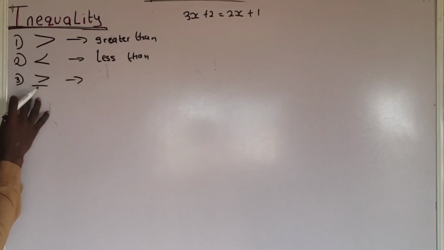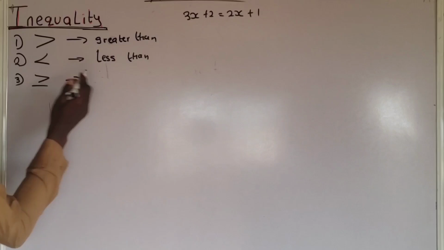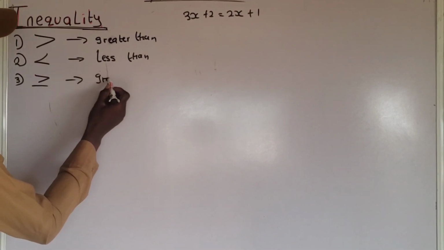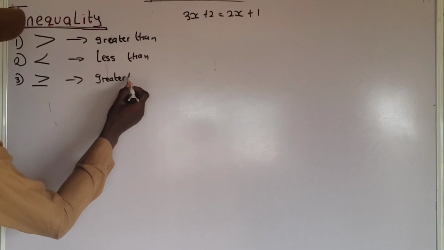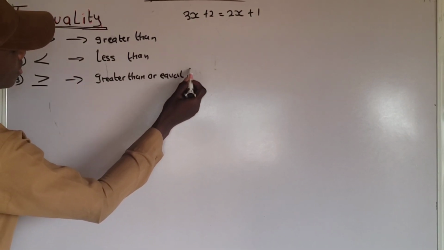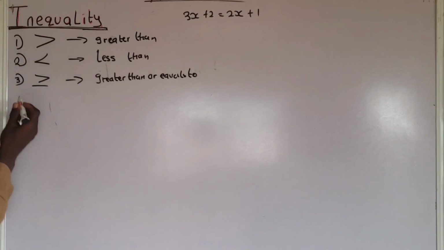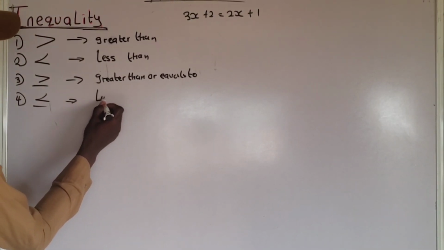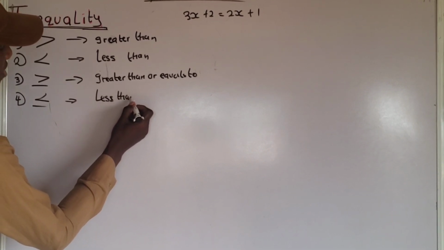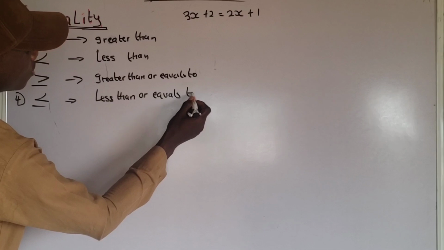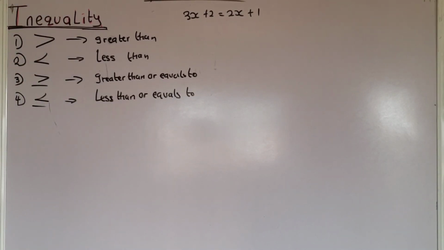Kindly note the way I wrote those signs, okay? Less than or equals to. Okay, greater than or equal to. Now, the fourth sign is the less than or equals to. You can see. So these are the common signs that we make use of in inequality.